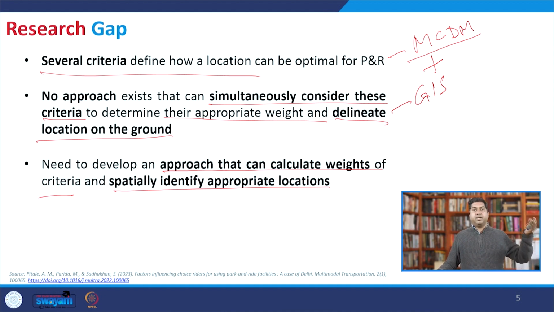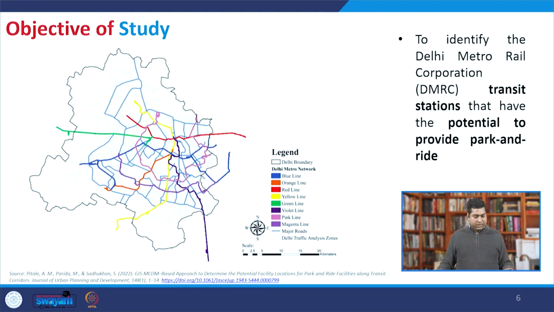So, we go for this mixed method, where we consider the criteria weight, which is derived from expert opinion, together with a score-based approach to identify the potential location for park and ride. That was the overall task.